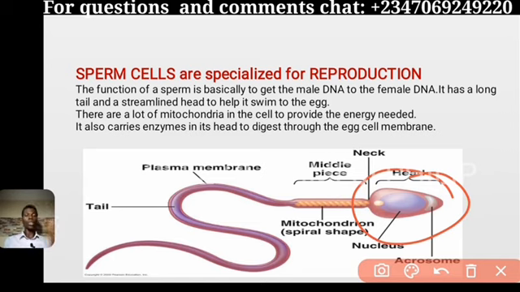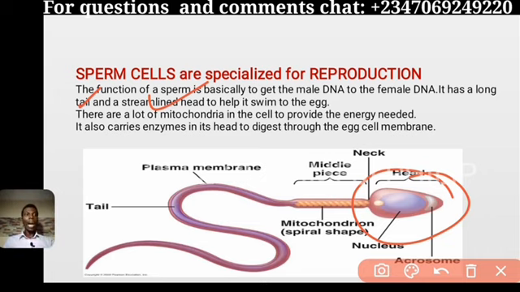The function is to do what? For reproduction. It will carry the DNA in the head here to meet with that of the female. What does it have? It has a long tail. I want you to pay attention to that tail. It has a streamlined head to help it swim to the egg. Can you see that it has structures that will allow it to do its function? That's why it is specialized. It has structures that allow it to move. It can swim. It has a pointy head that helps it to navigate like that.